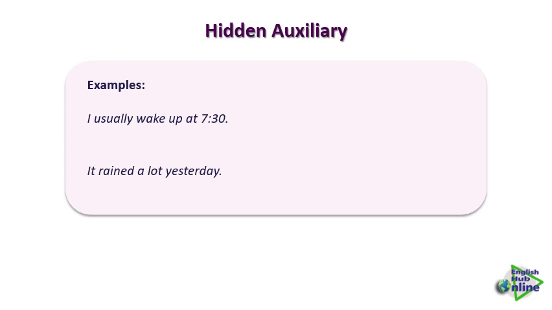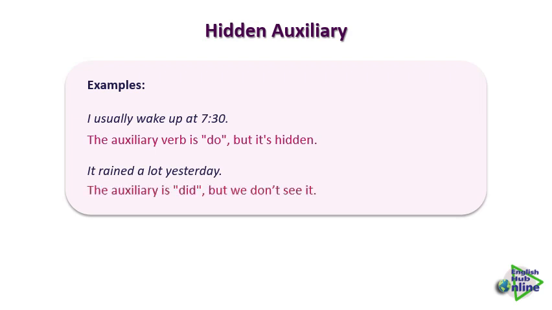Now let's try and find the auxiliary verb in these two sentences. In the first sentence, the auxiliary verb is do, but it is hidden. In the second sentence, the auxiliary is did, but we don't see it. The auxiliary verbs do and does in the simple present and the auxiliary did in the simple past are often hidden in positive statements.